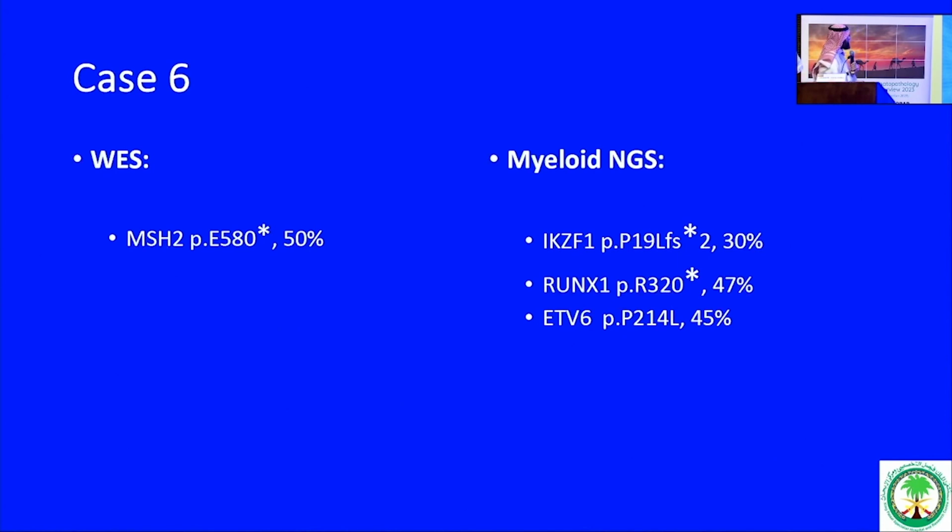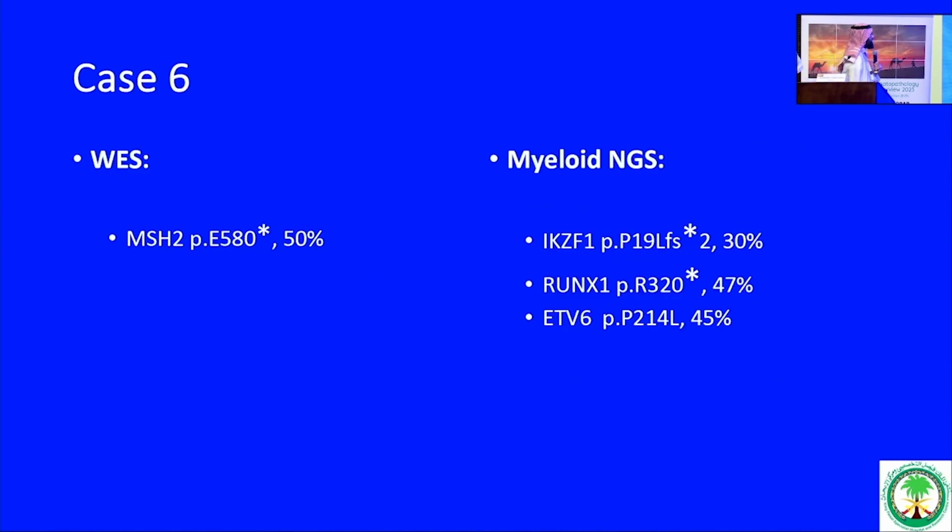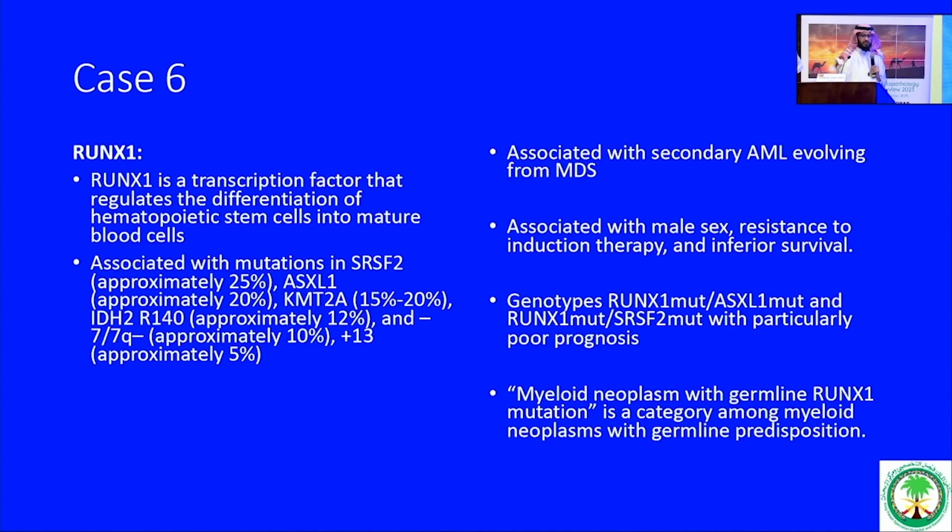So testing by whole exome sequencing, we found a Lynch syndrome mutation in MSH2, one of the mismatch repair proteins, and also the AML shows a RUNX1 mutation at 47%. The lesson from this case is to do germline testing. There are a lot of germline predisposition mutations that are seen.